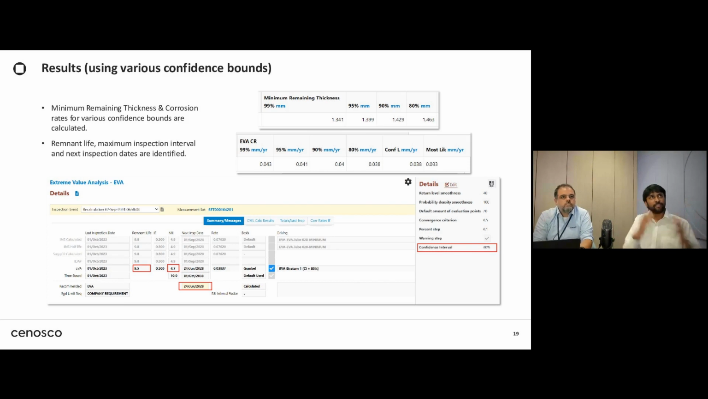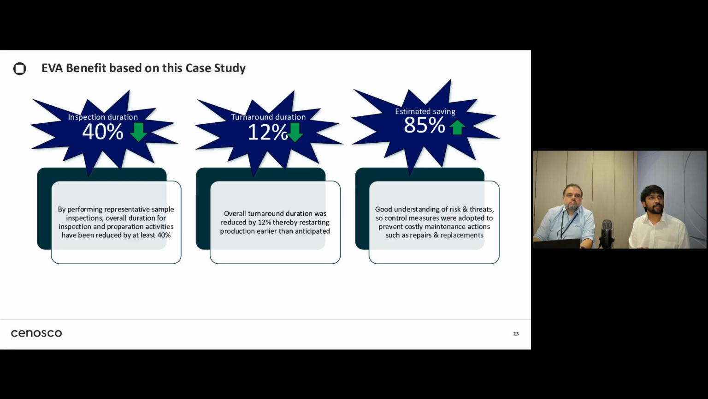And let's look at the learnings and summaries from this case study. It's a good case study with regards to how this had developed over a period of time. So let's look into the benefits or the findings which stood out as highlights from this case study. Lewis? Yeah. So I think the first point that we get is the duration of the inspection and the preparation, right?